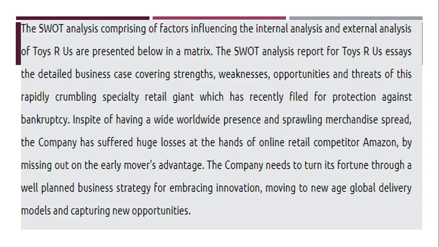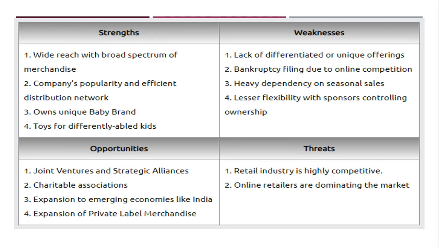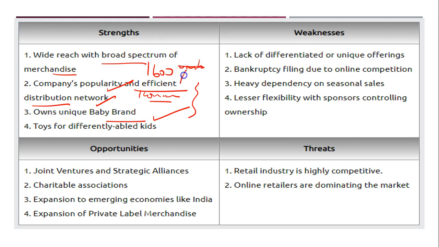Now, SWOT analysis brings us to look at some of the strengths with Toys R Us. Toys R Us have their own brands. That's something we can think about. We have ours as well. We have an iconic brand, same as Toys R Us, popularity, efficiency. We have an efficient distribution network. So these are all strengths, right? Wide reach, a broad spectrum of merchandise. We have 1,600 units, product lines as wide. So this is an advantage.